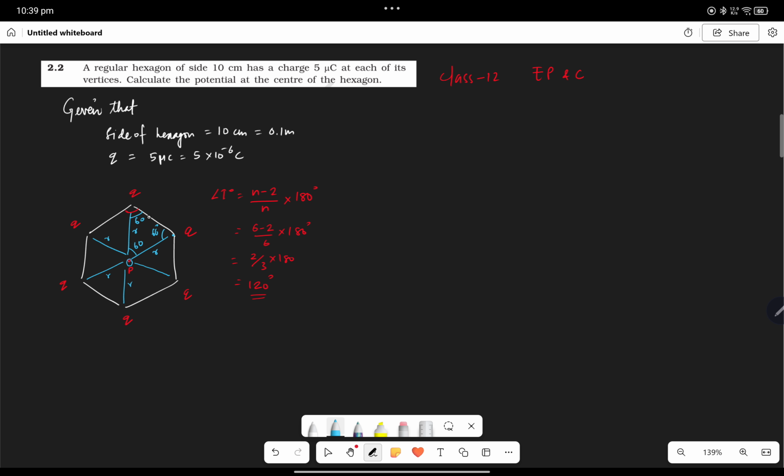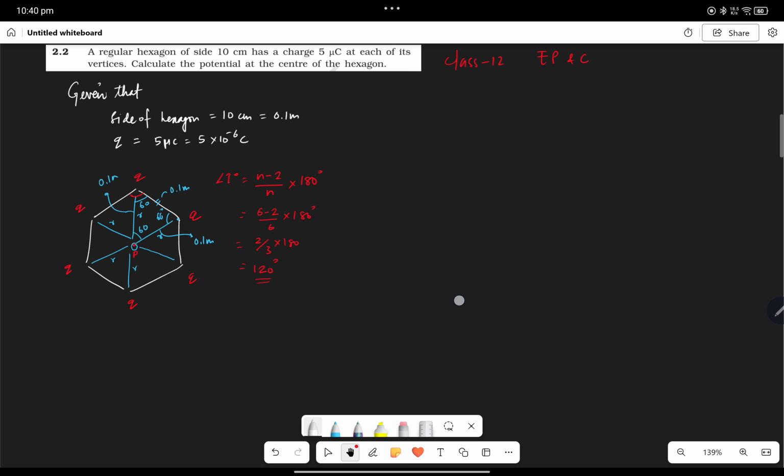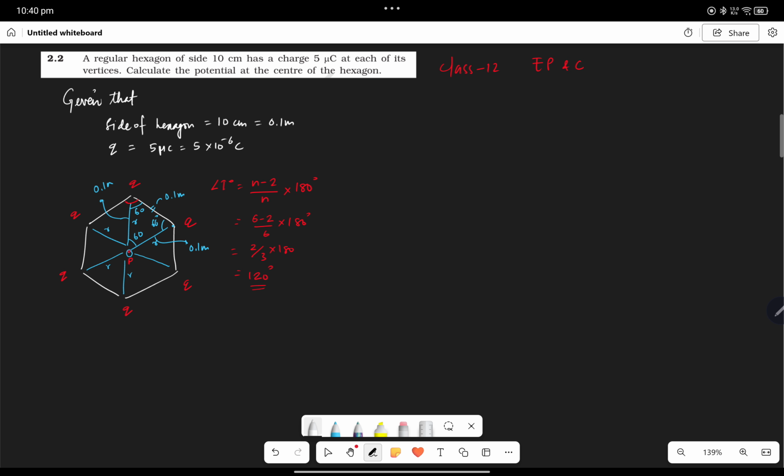So this is an equilateral triangle, which means if this side is 0.1 meter, then this is also 0.1 meter, and this is also 0.1 meter, right? So you have understood that diagram. Okay, this is not so hard, right? Now we have to apply the formula or the concept that we have.